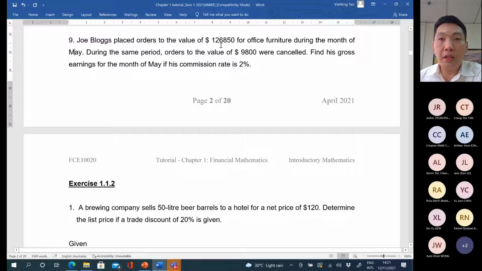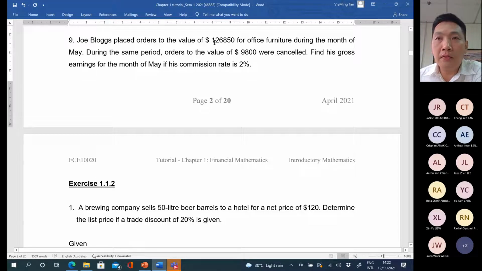So during the same period, orders to the value of 9,800 were cancelled. That means this is not a sale anymore, and it cannot be included in the commission calculation. So from this total orders, we need to deduct 9,800 because some customer cancelled the order. We need to deduct this 9,800 from the original sales in May.